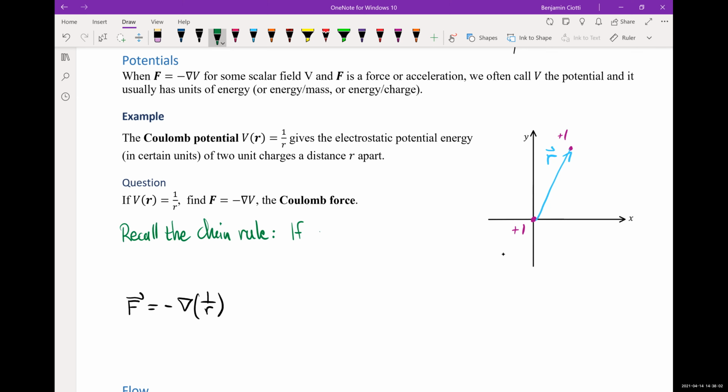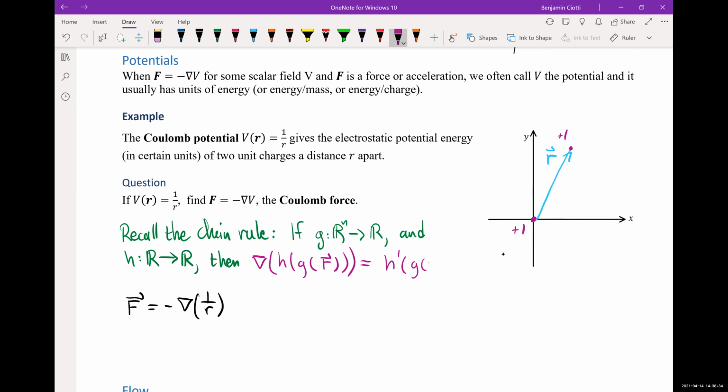Suppose g is a function from R^n to R, and h is a function from R to R. Then the gradient of h of g of r is equal to h prime of g of r times the gradient of g.